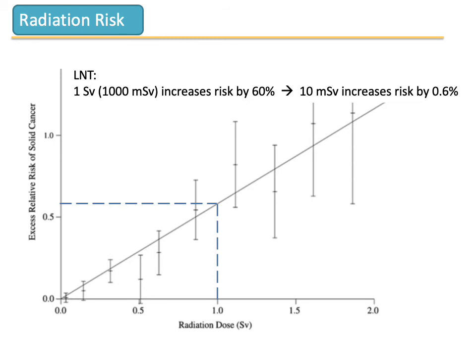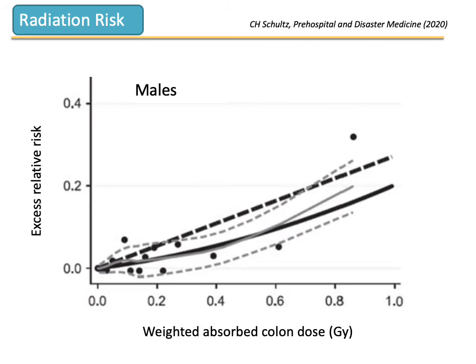So LNT, the linear no-threshold model, states that if there's an increased risk of 0.6 or 60% at a dose of 1,000 millisieverts, then at 10 millisieverts, there's an increased risk of about 0.6%. So if we say, okay, there's 70 million scans performed in a year, then we can just do the math and say, well, we can conclude from this that there are about 420,000 radiation-induced cancers, and some percentage of those will be fatal. And that's where these values come from. But let's look at this a little more.